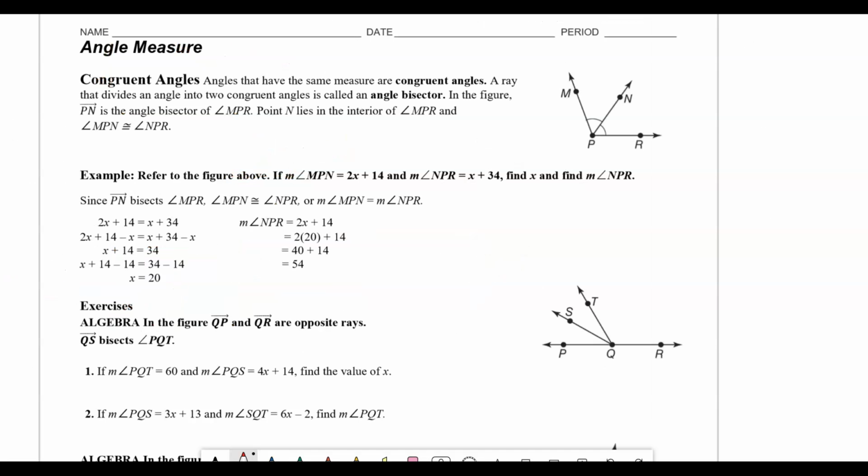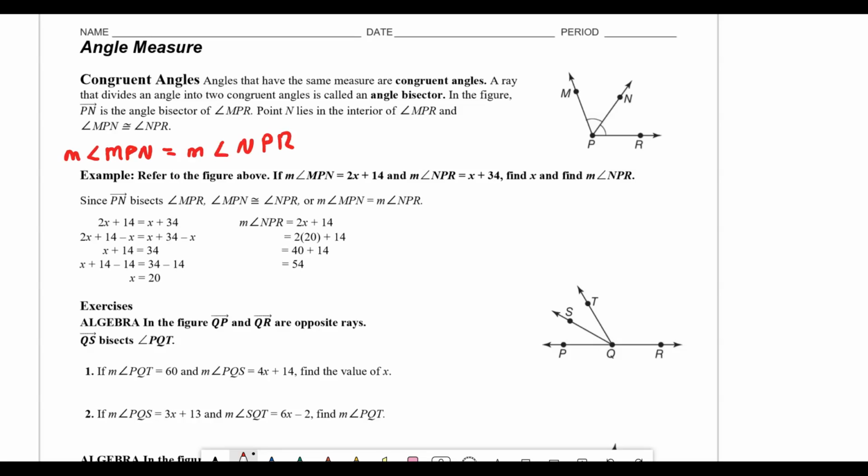So just like with segments, we had congruent segments. That means that two segments are equal. Congruent angles, we have the same thing. It means that their angle measures are equal. So we can say it two ways. We can say angle MPN is congruent to angle NPR. That means the same as saying that the measure of angle MPN is equal to the measure of angle NPR.